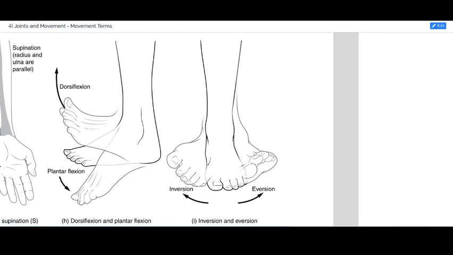Also for the foot, we use the pair of words inversion and eversion rather than abduction and adduction. Inversion is to roll your foot inward, which would have you standing on the outside edge of your foot. Eversion is to roll your foot outward or laterally, which would have you standing on the inside of your sole.